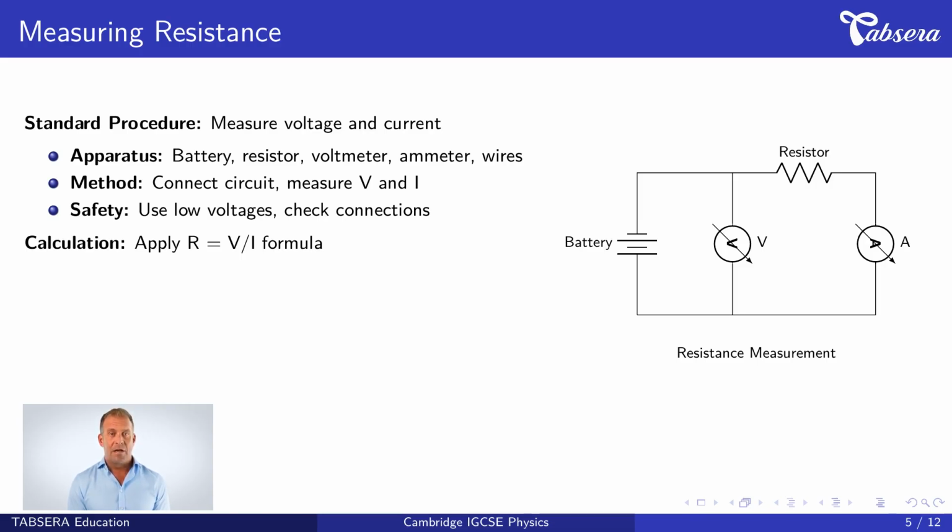First, connect the circuit with the voltmeter in parallel across the resistor. Second, connect the ammeter in series with the resistor. Third, record voltage and current readings. Safety is paramount. The hazards include electric shock from high voltages. Therefore, you must use low voltages only and check all connections before switching on. The diagram shows the complete setup with voltmeter measuring voltage across the resistor and ammeter measuring current through it.